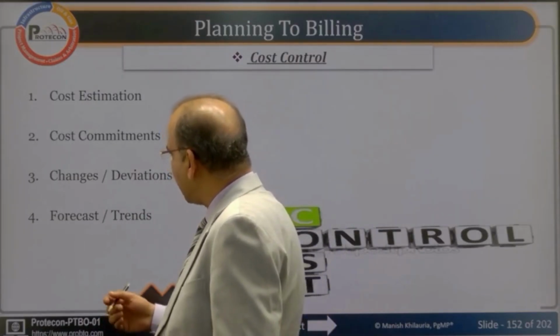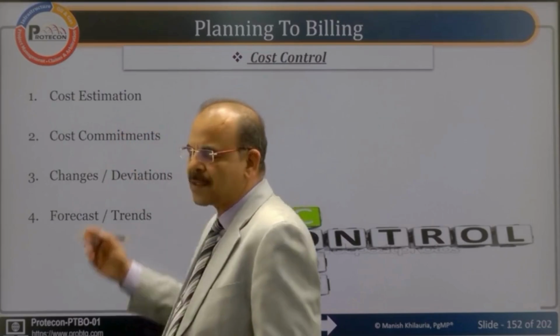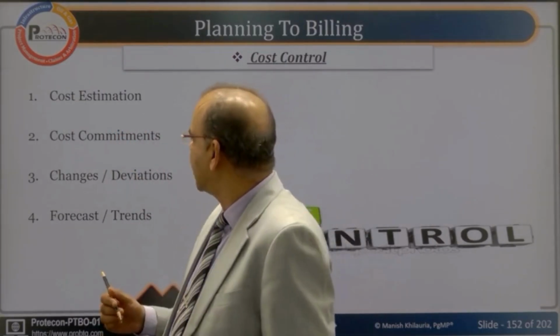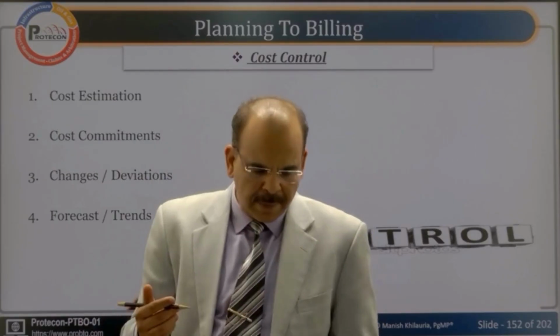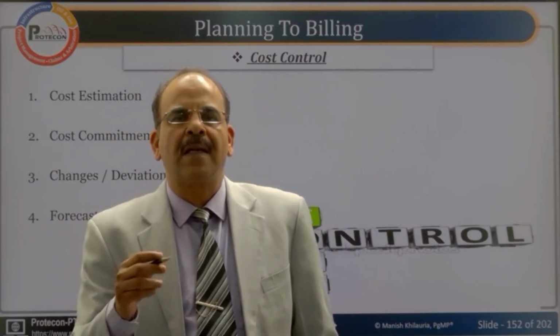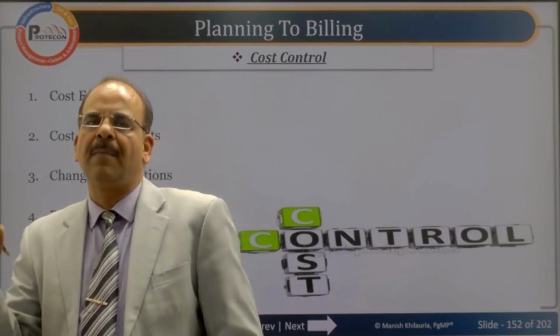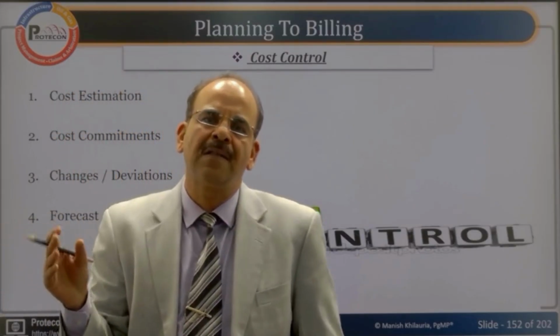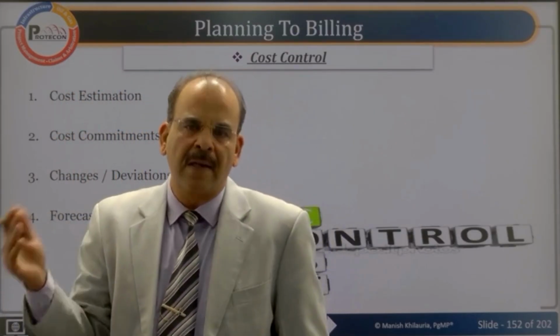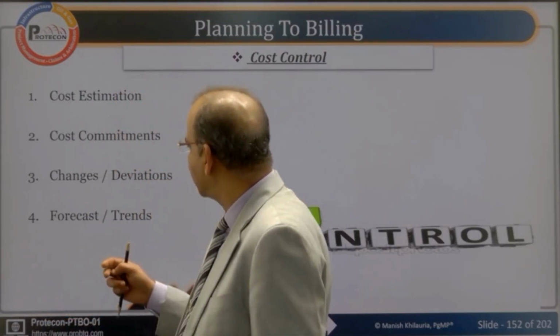Then once the cost estimation is done, we have to see the cost commitment. Now, what is this cost commitment? Cost commitments are those where, against a particular head, whatever you have awarded to some other party, some other agency, that is your commitments that have been done. So that is cost commitments.